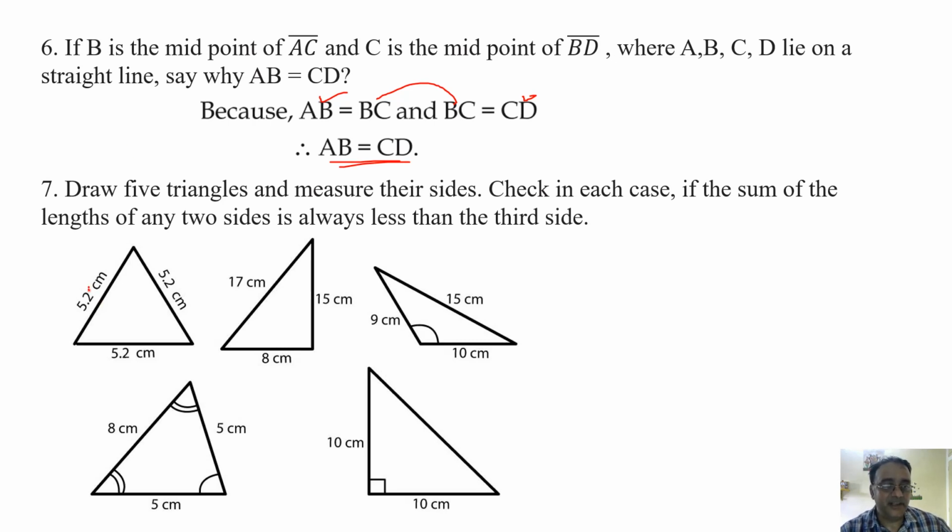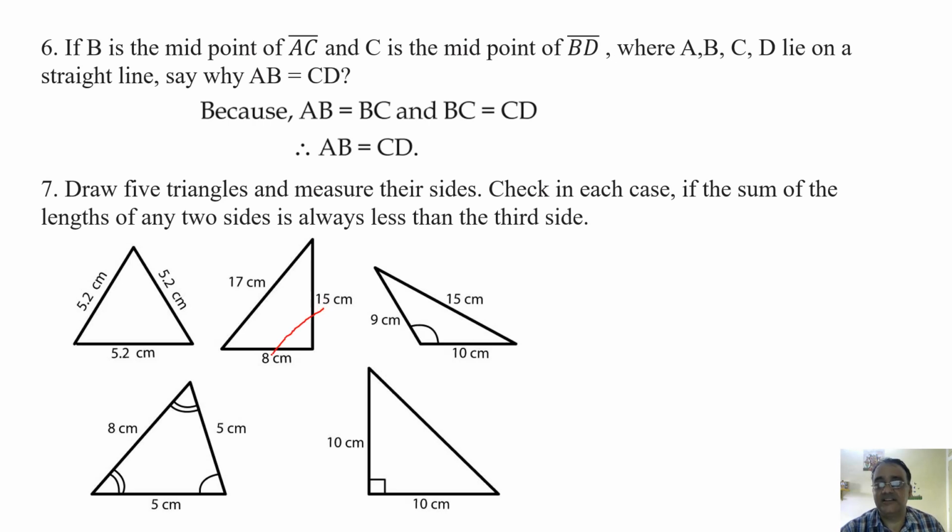Look here, the sum of these two is 10.4, which is greater than the third side 5.2. And if we take the sum of these two, also 10.4, that is also greater than 5.2. So here what we are observing is that the sum of any 2 sides is greater than the third side. Let's check the second figure.